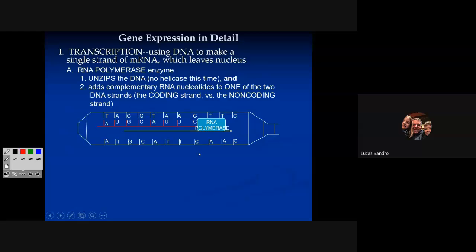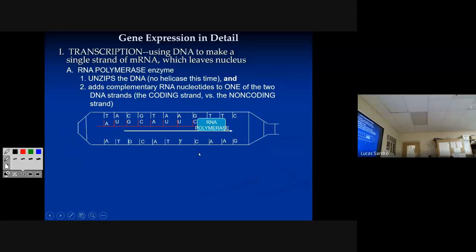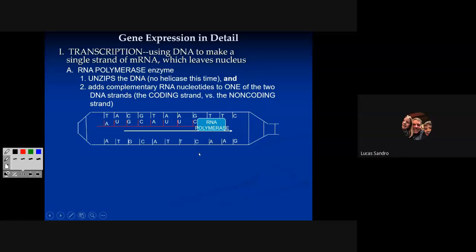We call the strand that's getting RNA added to it the coding strand of DNA, as opposed to the non-coding strand of DNA. And notice the letters, right? We said that RNA has a different base than DNA. Notice that what's matching up with A on the coding strand here is not T, it's U.